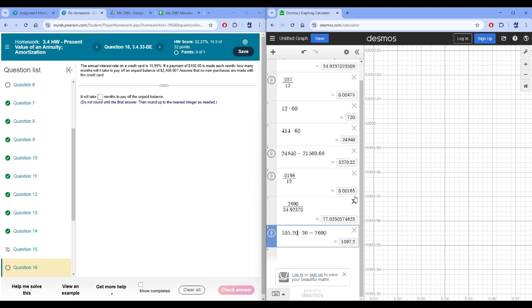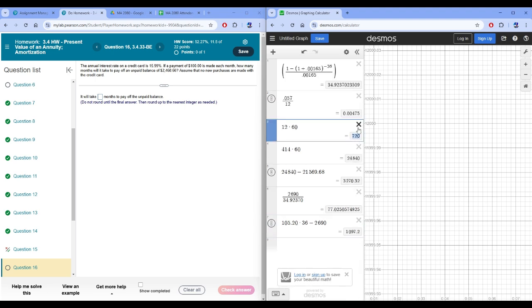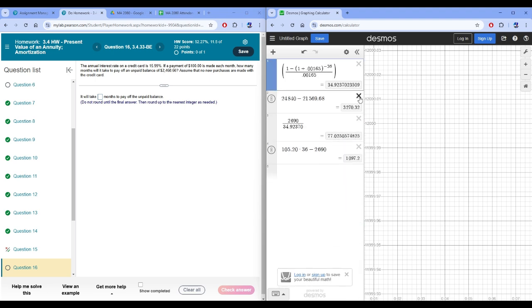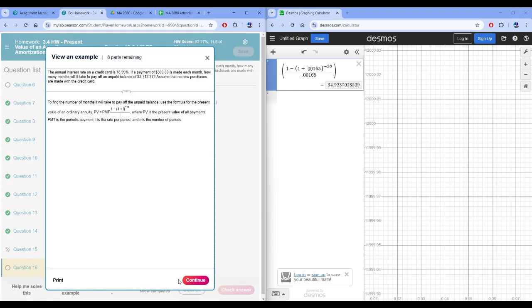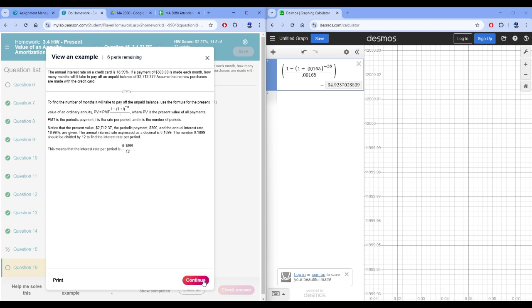Alright, let's clear all this out. Clear this and clear that. The annual interest rate on a credit card is 15.99%. If a payment of $100 is made each month, how many months will it take to pay off an unpaid balance of that? Assume that no new purchases are made with the credit card. I'm just plugging into that.